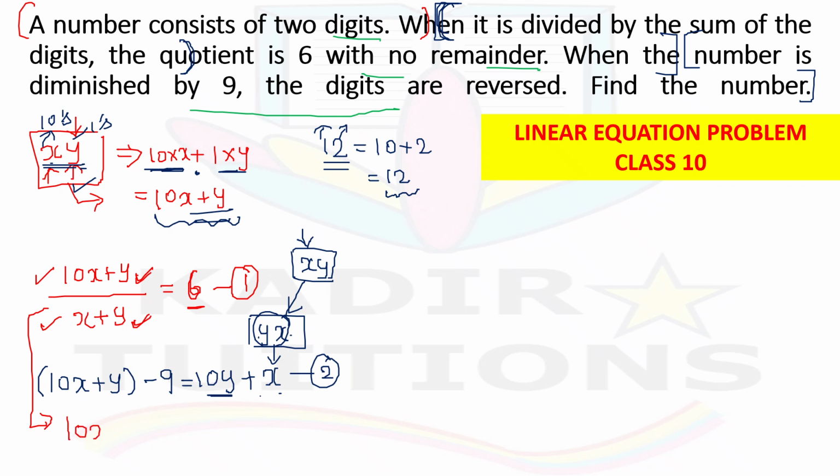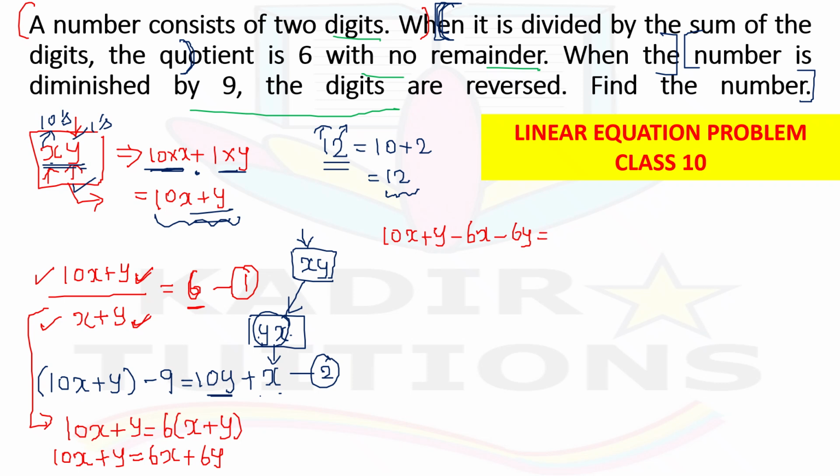So 10x plus y, I'm going to move the denominator to the other side so that it is going to be 6 into x plus y. So after that what is going to be? 10x plus y equal to 6x plus 6y. Now we will move the 6x plus 6y to the LHS itself. So if we move, what will we be getting? 10x plus y minus 6x minus 6y equal to 0.